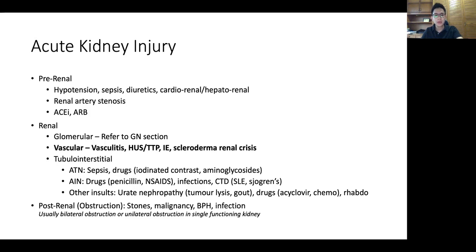So next would be the post-renal or post-obstructive group. This typically occurs when there is bilateral obstruction or unilateral obstruction in a single functioning kidney, and pathologies to think about would be stones, malignancy, BPH, infection, or just urinary retention that can be multifactorial, such as an element of BPH with constipation or certain opioid or anticholinergic medication that may have predisposed to retention.